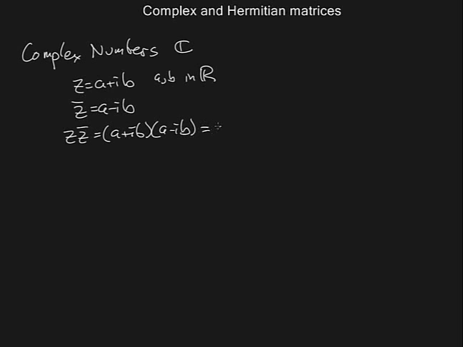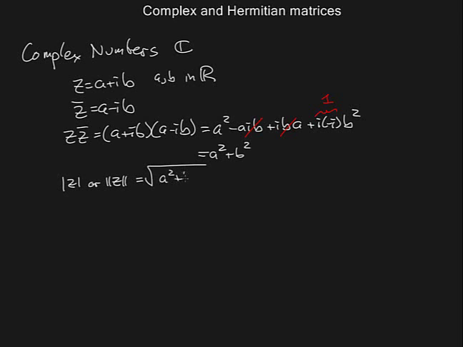z times the complex conjugate z bar is a plus ib times a minus ib. If you work that out, you get a squared, and then the middle two terms cancel, and i times minus i is plus 1, so you get a squared plus b squared, which, notice, is a non-negative real number. So we're going to write z with a bar or 2 bars for the absolute value, and that's going to be the square root of a squared plus b squared. So we have this identity that z z bar is the absolute value of z, squared.